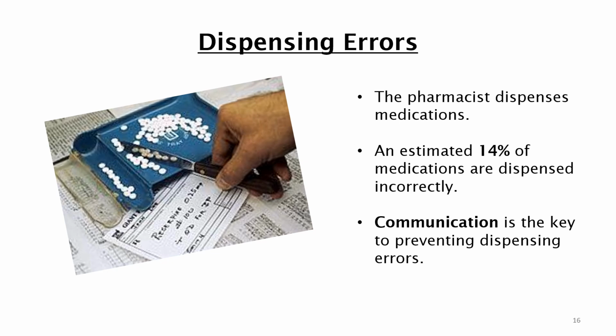Dispensing errors. So dispensing is from the pharmacy. This is crazy. 14% of medications are dispensed incorrectly. 14%, that's a lot. Communication is key to preventing dispensing errors. So the communication means that you should look at the piece of paper that says whatever color it is, or if it's round, or should it have a number on it, and look at the medication itself and talk to the pharmacy tech to make sure that this is what it says it is.